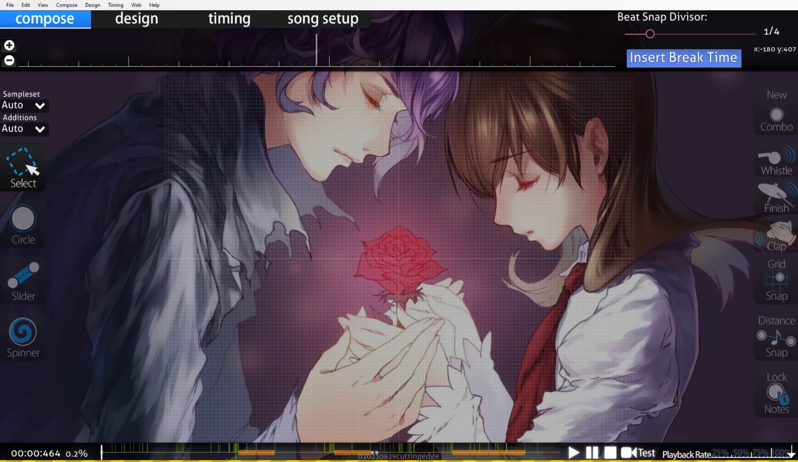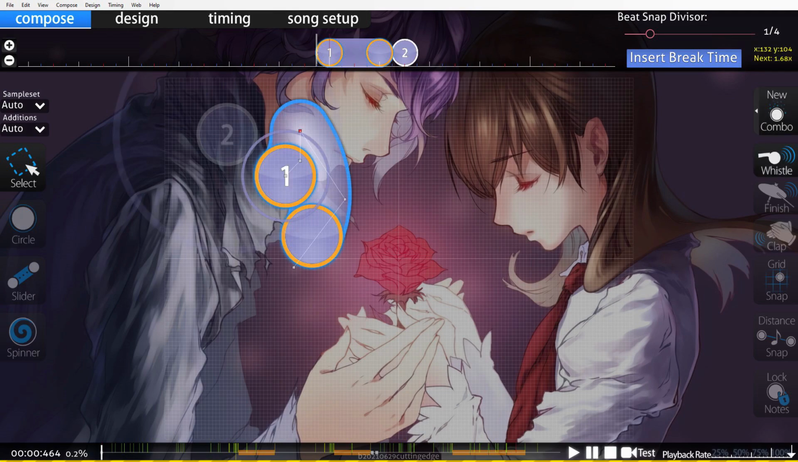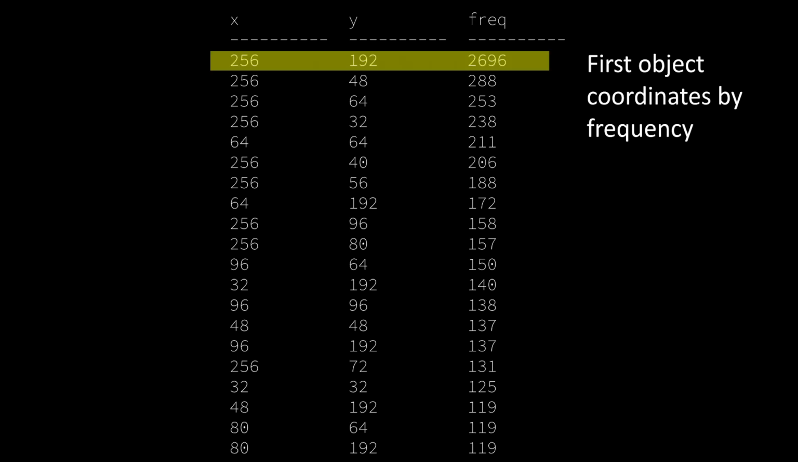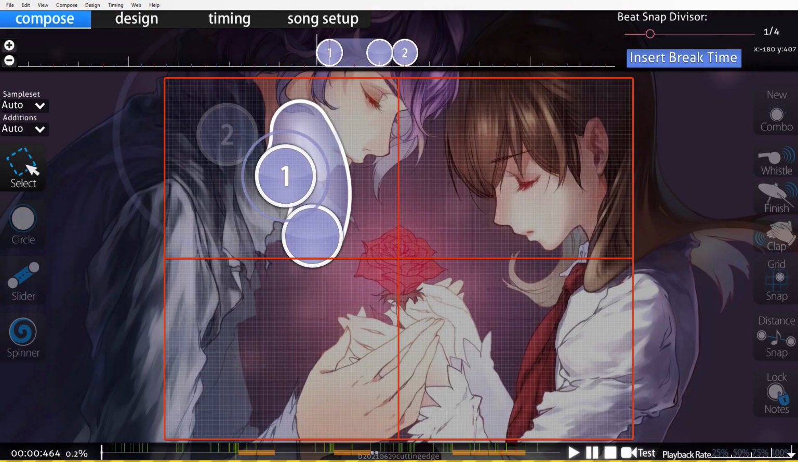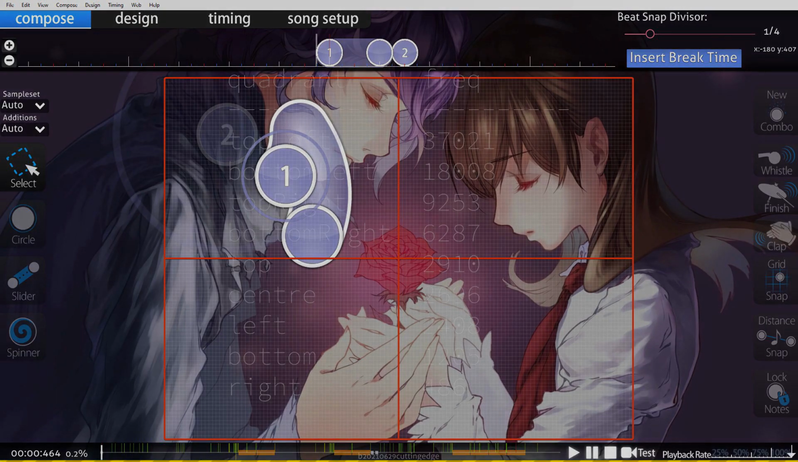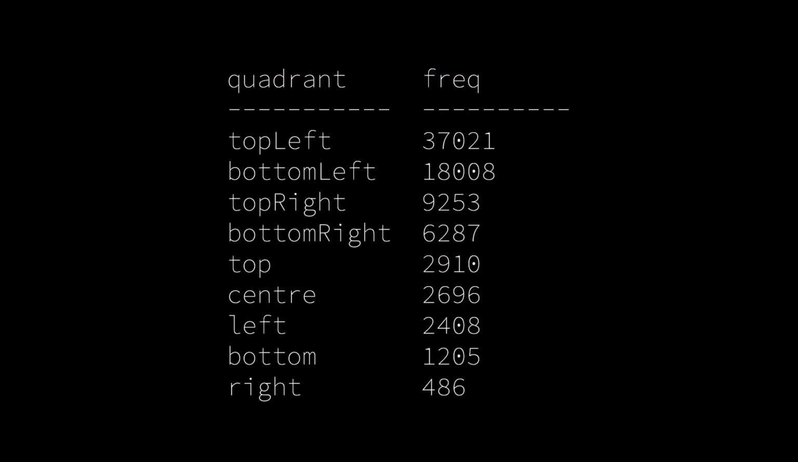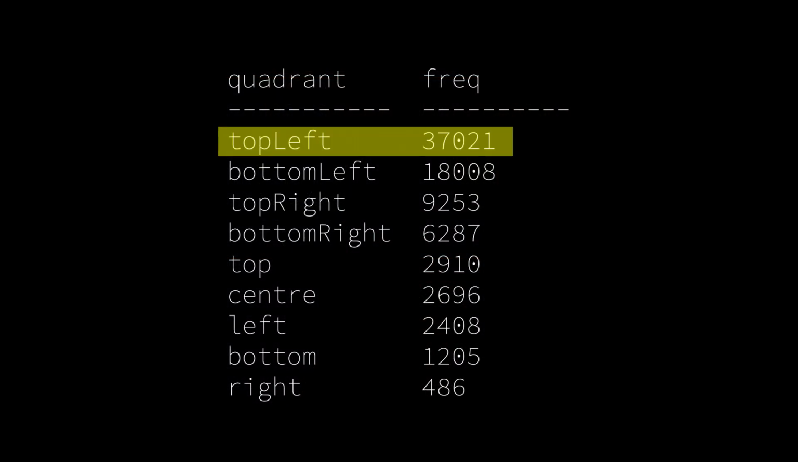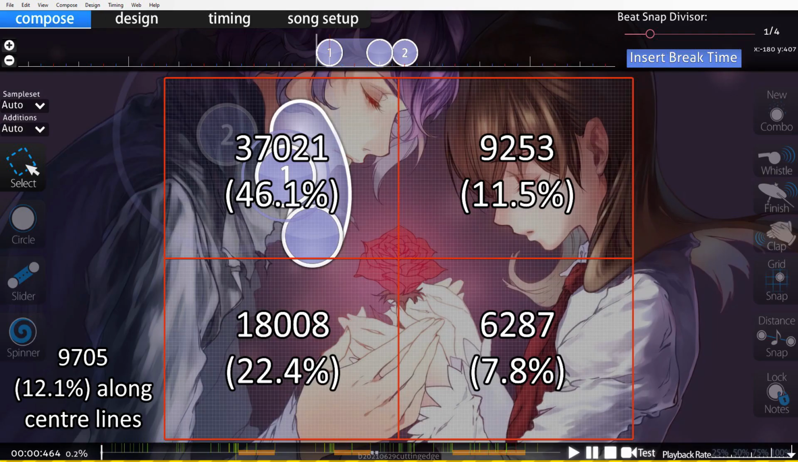Alright, now let's look at where people like to place the first object in a map. Ignoring spinners because, well, spinners are boring. Once again, objects in the dead centre have a clear lead. Surprise, surprise. Let's try grouping things into quadrants again, and... oh. Now that is interesting. The top left quadrant is way more popular than the other three for starting a map. 46% of all maps even, nearly half of all maps.